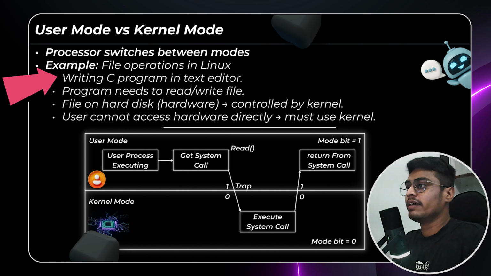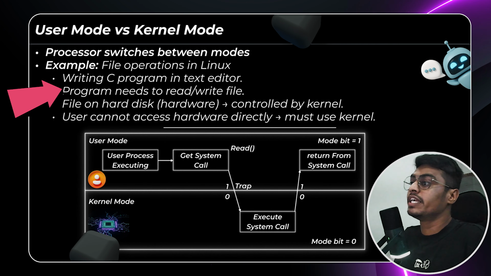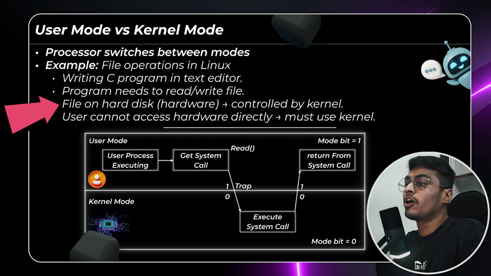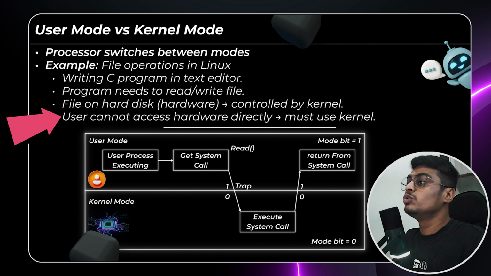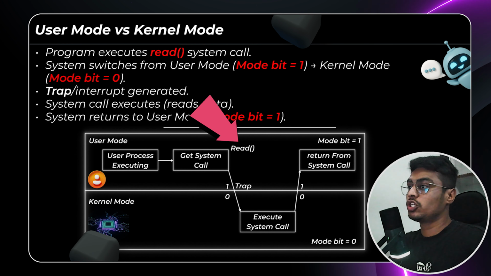Suppose I am using Linux and open a text editor to write a C program. When my program needs to read a file and write data to it, here's what happens: the file is on the hard disk, which is the hardware component. Now this component is controlled by the kernel. Users cannot access hardware directly, they need the kernel. When the program executes and needs to read a file, it uses a system call, specifically the read system call.